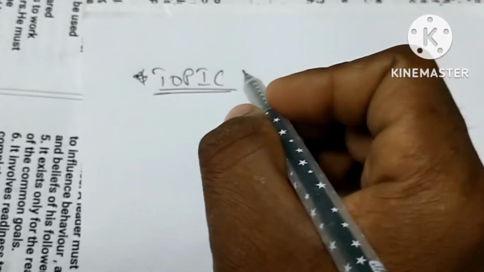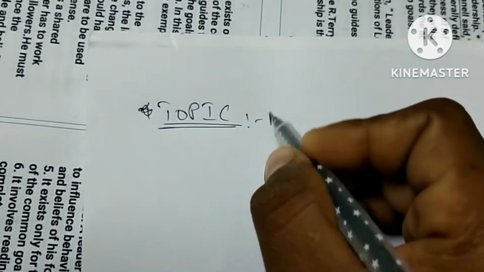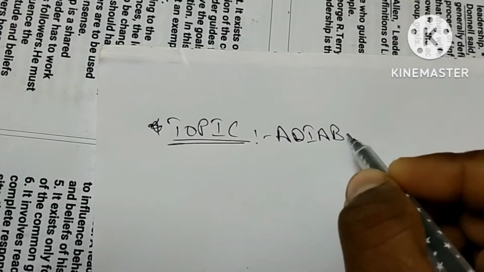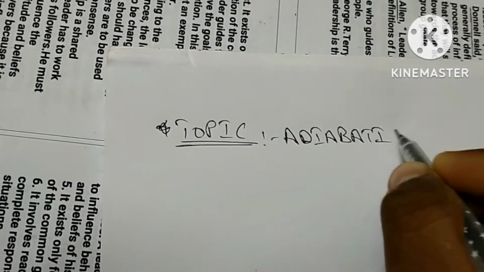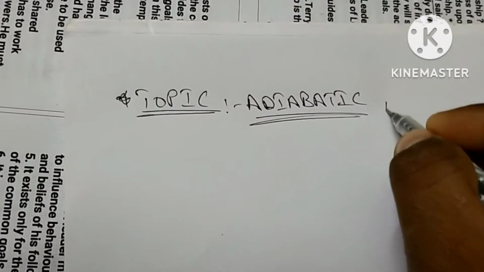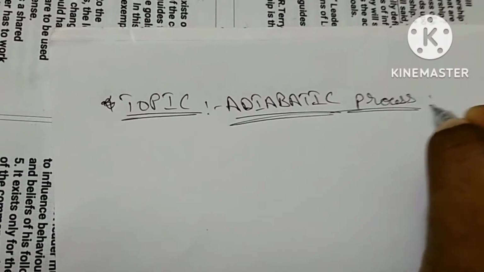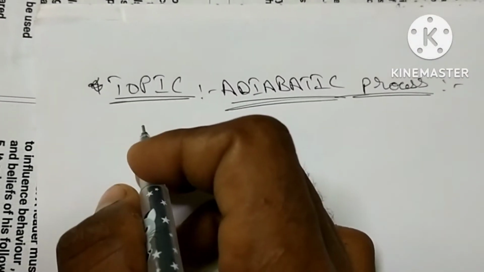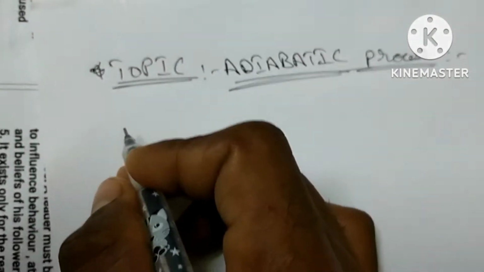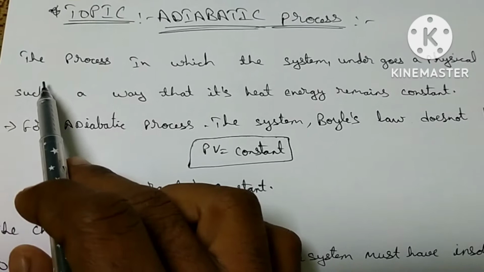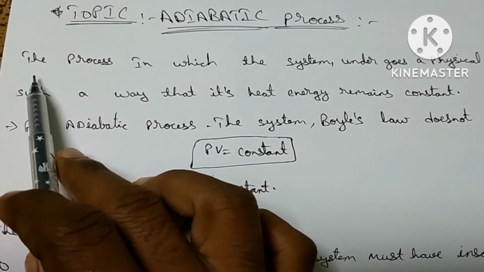The topic is adiabatic process. The process in which the system undergoes a physical change in such a way that its heat energy remains constant is called adiabatic process.